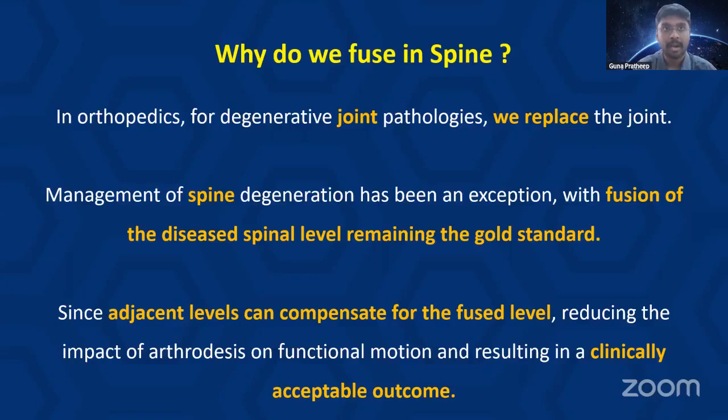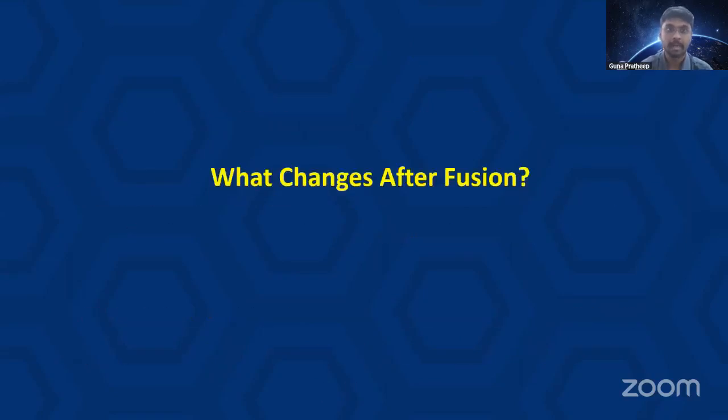Because there are a lot of motion segments in the spine, and hence, even if you fuse a motion segment, it can be easily compensated by the segments above and below the fused segment. So this is why we fuse the segments to even get a clinically acceptable outcome. But what changes after fusion? You choose to fuse a motion segment, and what changes after fusion?